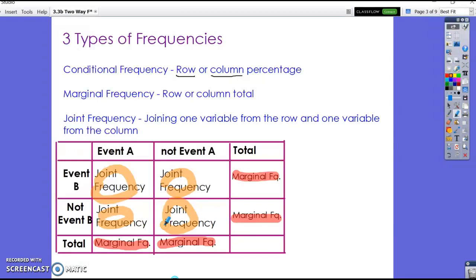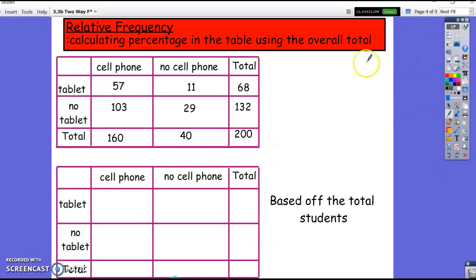Let's take a look at these. We're going to find these frequencies, and basically when it's asking you to find frequencies, it just wants you to find the percentages. We're going to start off by focusing on finding the relative frequency. This is calculating the percentage in the table using the overall total. Here's our same frequency table from before, and we want to calculate the percentages based off the overall total of students. Remember that there are 200 total students.